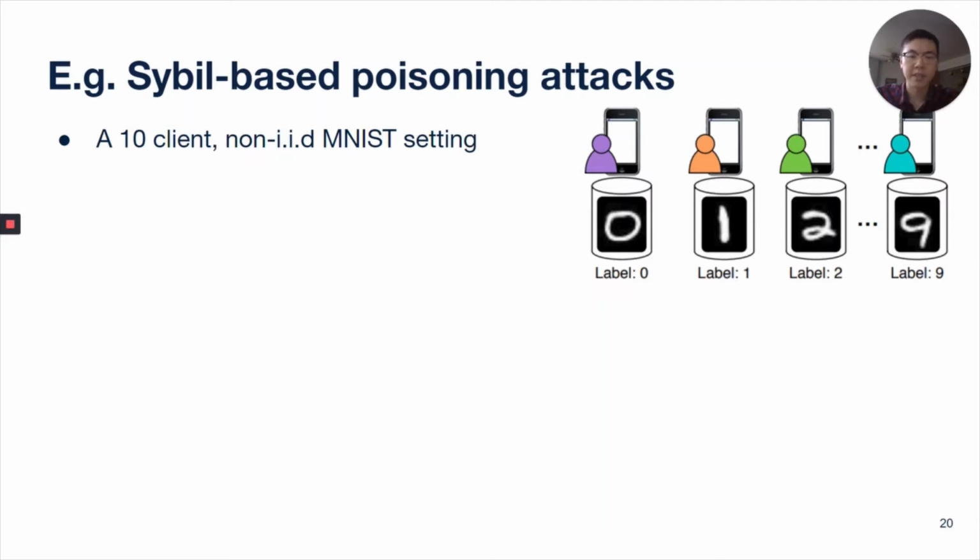MNIST is the digit recognition task well known in machine learning that just aims to identify what digit from 0 to 9 an image is showing. In this setting, we are non-i.i.d, so this means that each client holds only one digit of the original MNIST dataset, and thus there are 10 clients, one for each label.